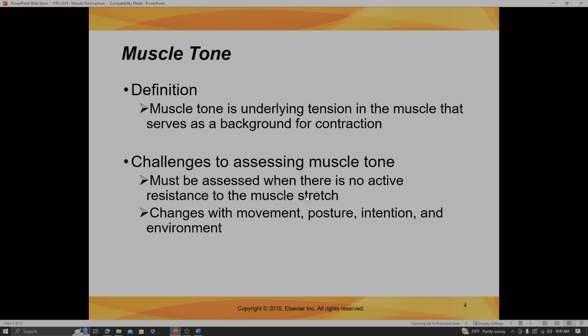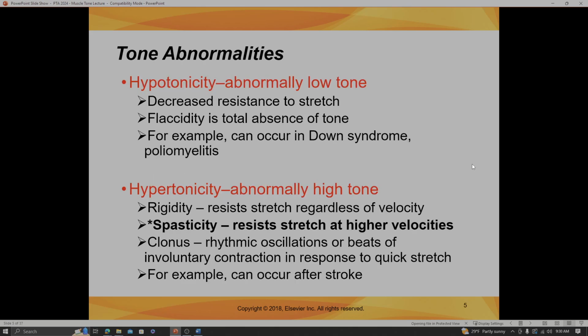Here are the challenges, right? The fact that it's hard to assess because it tends to be a little bit subjective and it changes quite a bit with movement. And there can also be differences in the way that muscle tone shifts. So obviously, there's a reason these are red.